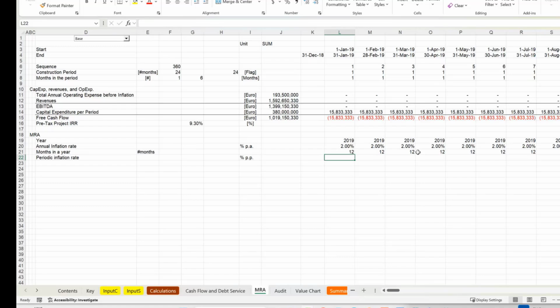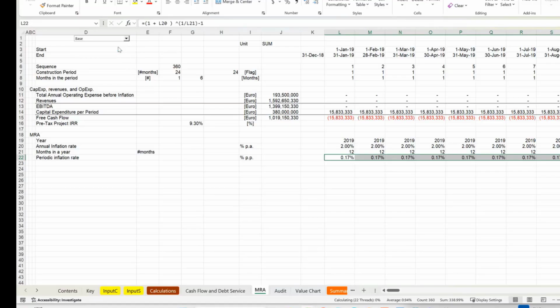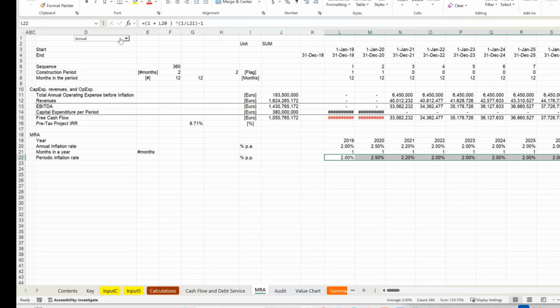So go down and for the periodic, put an equal sign. You open the bracket. We did this once before. And you put 1 plus the annual rate. And you don't divide it by 12. You close the bracket and raise it to the power of, open the bracket, 1 divided by 12, or 1 divided by that number up there, the 12 up there. And then minus 1. So that'll give us our periodic rate. Okay. And then if you switch it back to annual, then we're just back at the 2%.